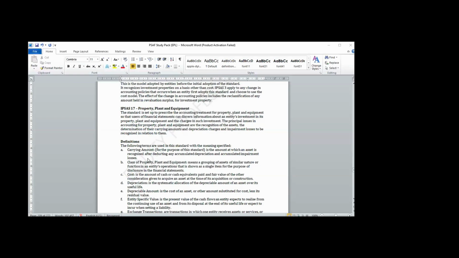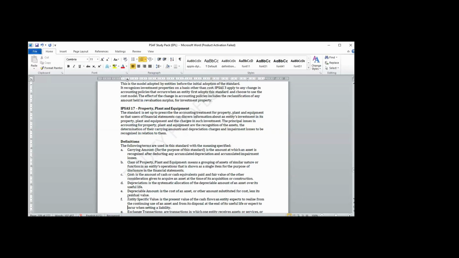We also have what we call entity specific value. What do we refer to as entity specific value? Now, this represents the present value of an asset over the cash flow on that particular what? Asset to realize from the what? Continued use of that particular asset and from its disposal at the end of the useful life of the asset. That is what we call entity specific value of the asset.